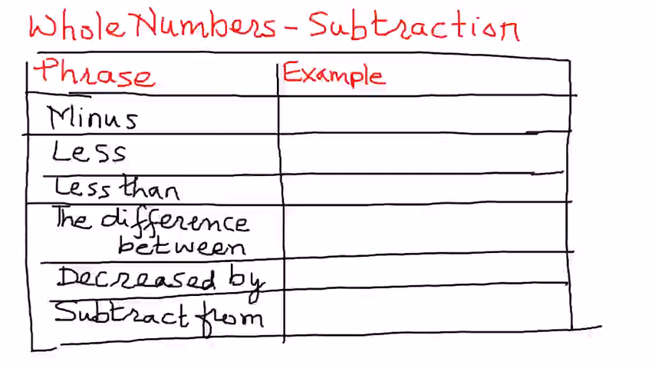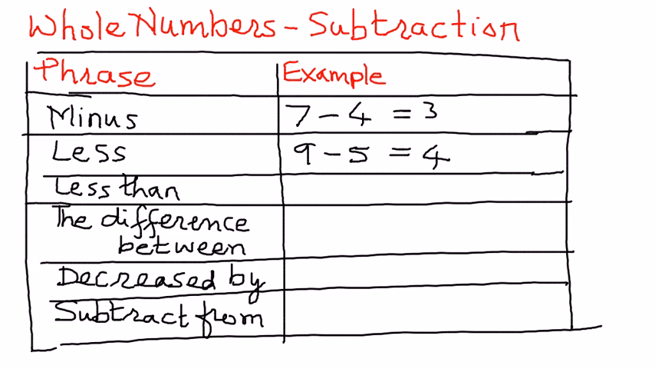Let's say we have 7 minus 4. When we use the phrase minus, this is how we're going to use it in the symbol format. 7 minus 4, the value is going to be equal to 3. Let's take another example. 9 less 5 means 9 minus 5. 9 minus 5 is equal to 4.